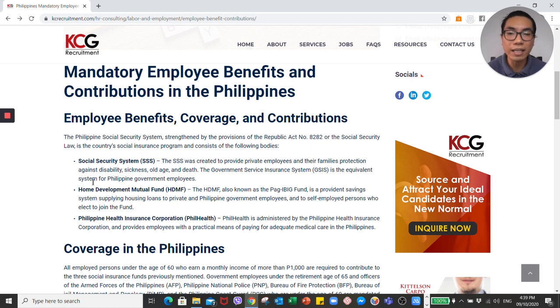Huwag kayo masyadong mag-expect na very high ang makukuha nating contribution once na mag-retire ang isang employee. Pero at least meron, di ba?